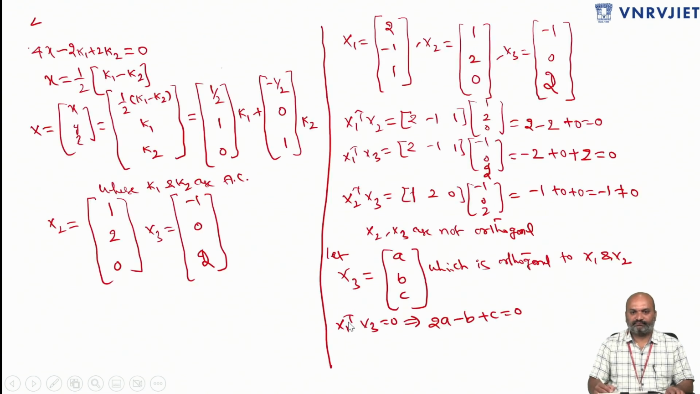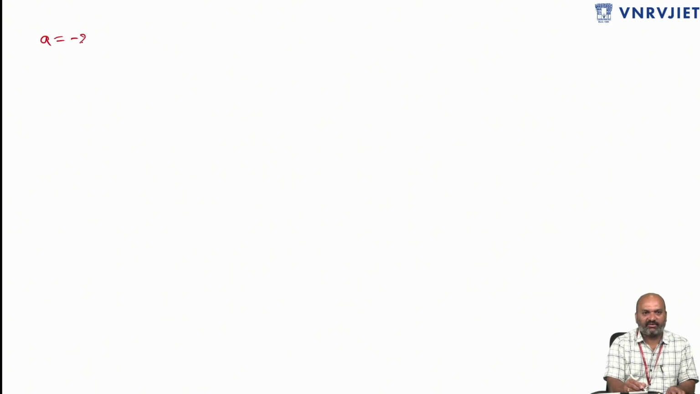And x2 transpose x3 is equal to 0. You get another equation. What is x2 transpose? 1, 2, 0. That means a plus 2b is equal to 0. These are the two equations we got. But there are three unknowns. Let's see, from the second equation we can write a is equal to minus 2b.